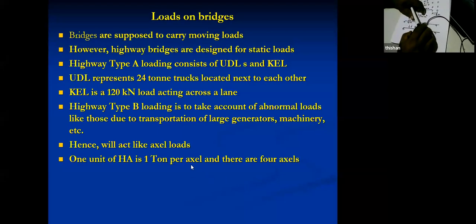And the magnitude is 1 ton per axle. So if you have 25 units, 4 axles, 100 tons. And just imagine a vehicle of about 10 meters of length having a weight of 100 tons. And if you look at the heaviest vehicles on our roads, one of the heaviest is this Ashok Leyland or Tata 10-wheelers with flatbed.